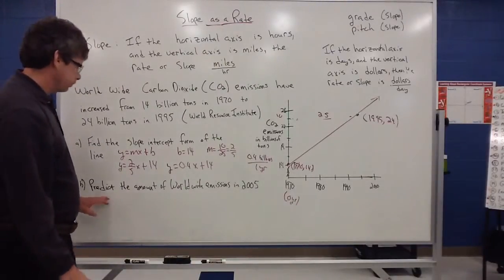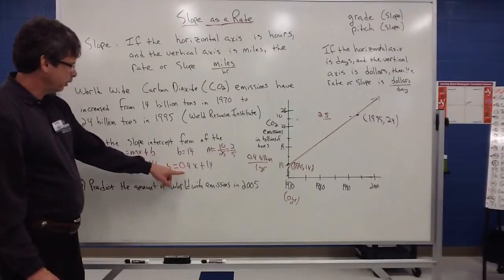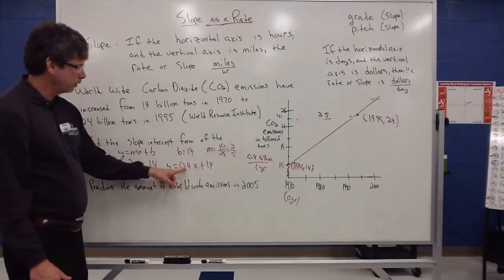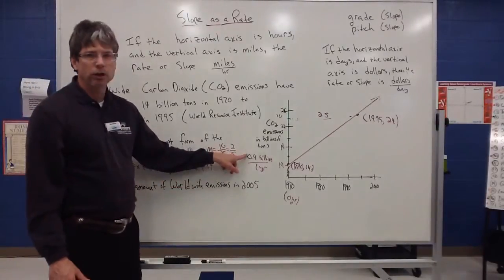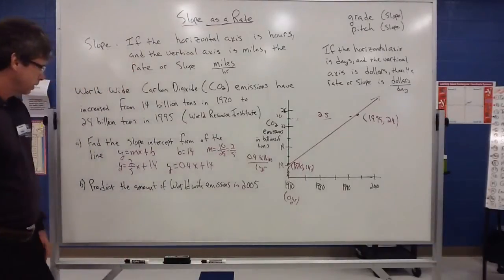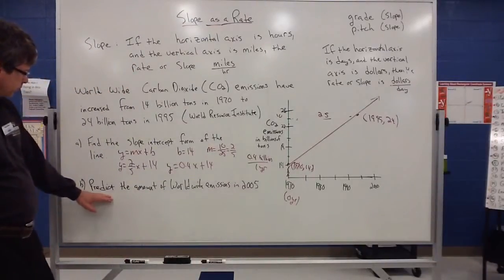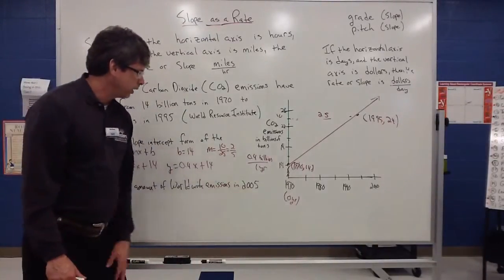So, a couple ways to express our slope. We can express it as a fraction, or we can even express it as what we call a unit rate. So, predict the amount of worldwide emissions in 2005.